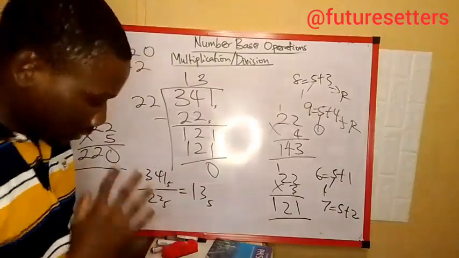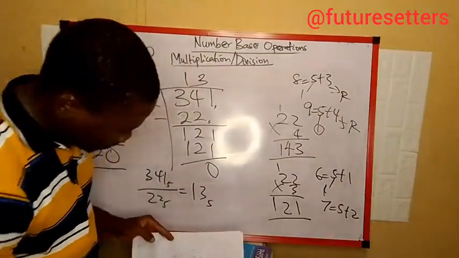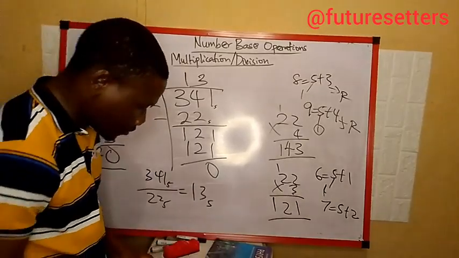So take note of this. Whenever you are multiplying, there's a difference. Whenever you are dividing, there's a difference. And you have to take note of it so that you can easily solve questions.